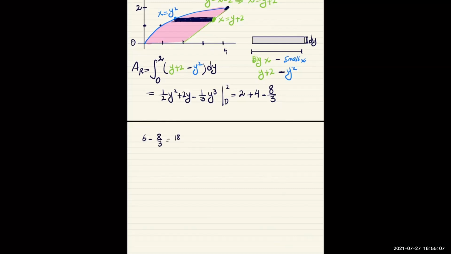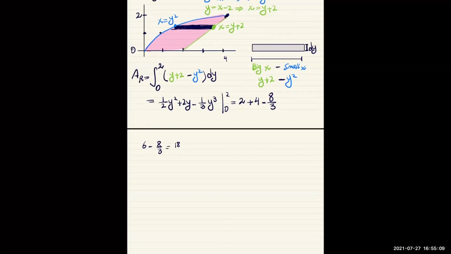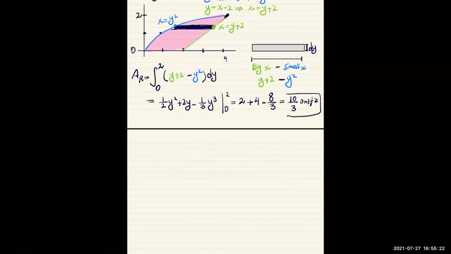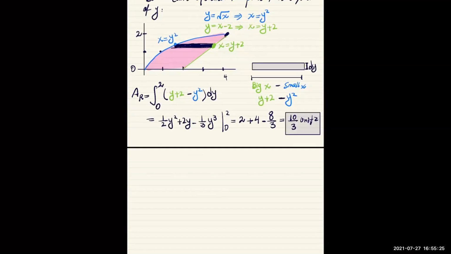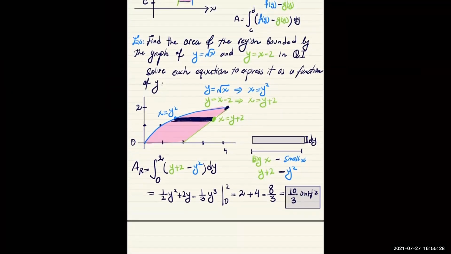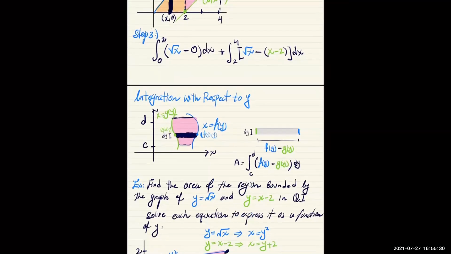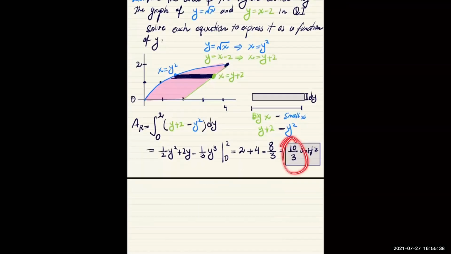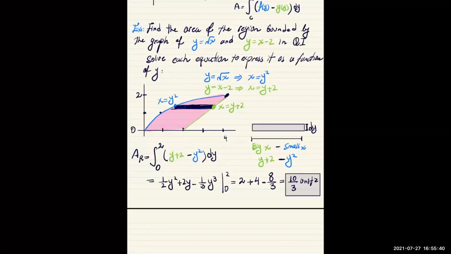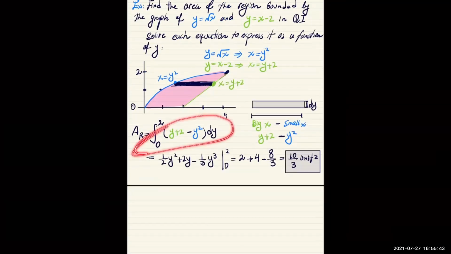10/3 actually, 10/3. Yes, 10/3. I'm sorry, 56/3 is for a different problem. Yeah, that's the correct value. So 10/3 square unit. Now, as a practice, I don't know if you have this kind of time right now, but you can do this whole thing. Just do it if you have time. And I promise you, you're going to get 10/3. This is a lot easier.